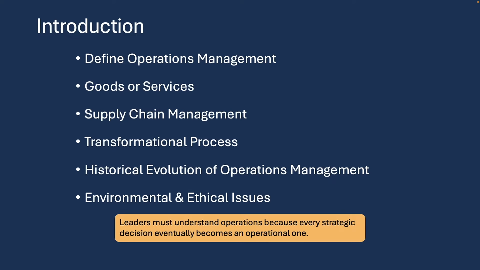From a leadership perspective, this matters because every strategic decision eventually becomes an operational one. Vision, goals, and strategy only have value if they can be executed reliably. Leaders who do not understand operations are often surprised when good ideas fail in practice. This course is not about turning you into engineers. It's about helping you lead systems that consistently deliver results.